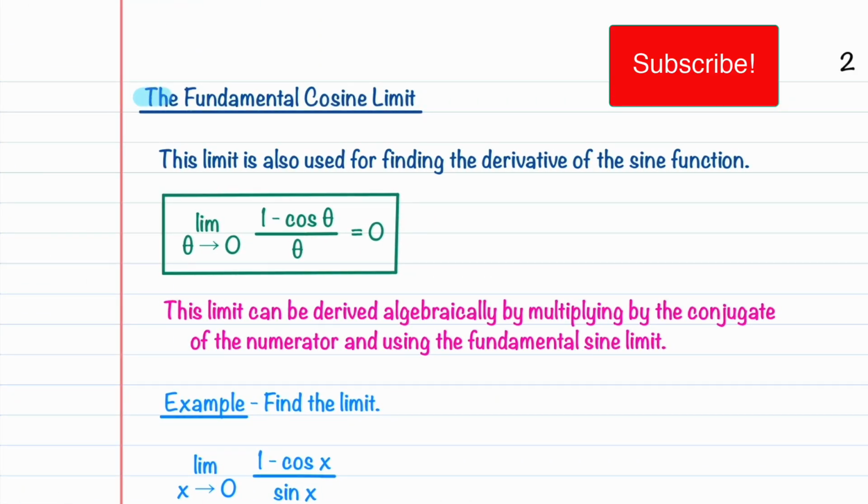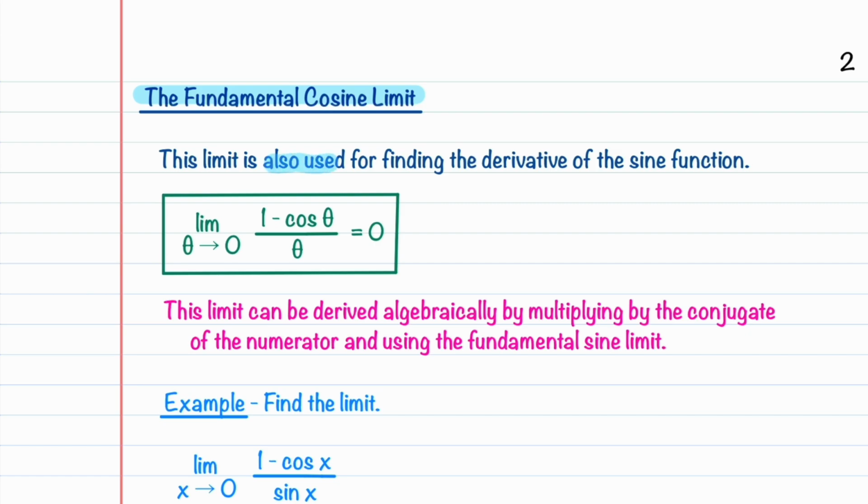Let's now go over the fundamental cosine limit. This limit is also used for finding the derivative of the sine function. This fundamental limit is the limit of 1 minus cosine theta divided by theta as theta approaches 0, and the limit is equal to 0. I think this one is a little bit harder to memorize than the sine one, so you may have to spend some time memorizing it.